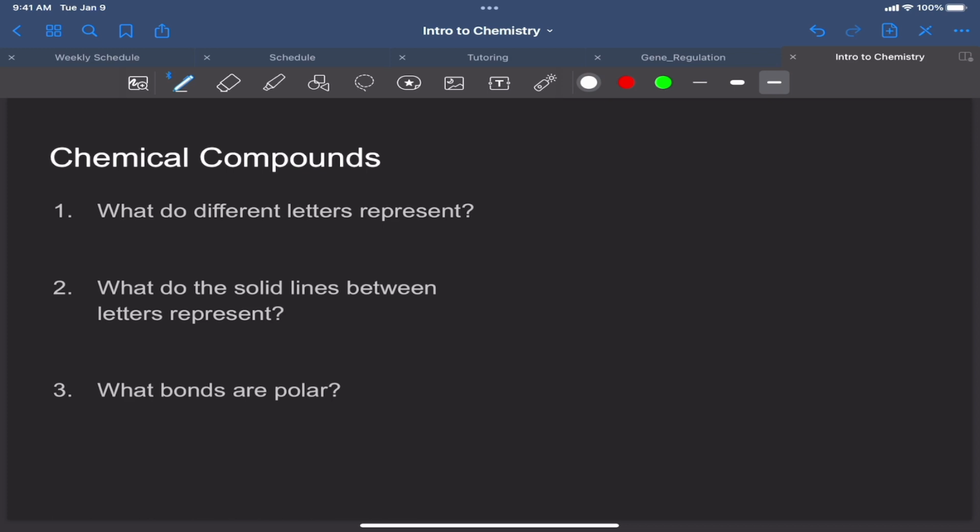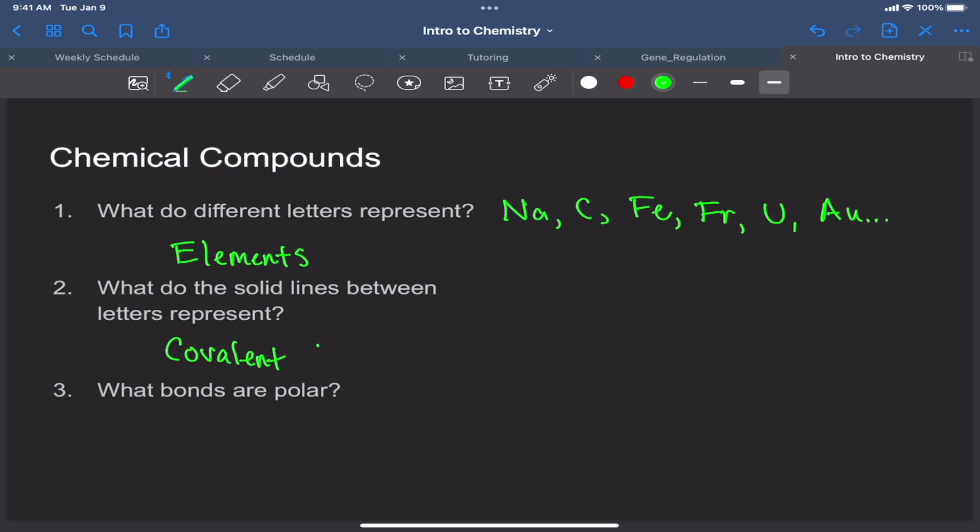All right, so in chemical compounds, what do the different letters represent? Well, they represent elements, right? Na, carbon, iron, I don't know, francium, uranium, gold, etc., right? They all represent different elements. And what do the solid lines between letters represent? These represent covalent bonds.